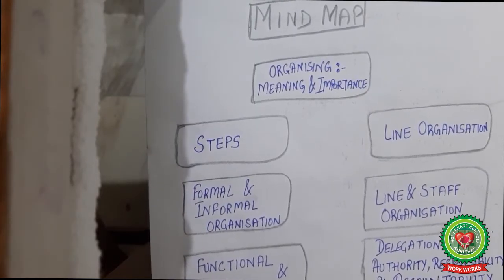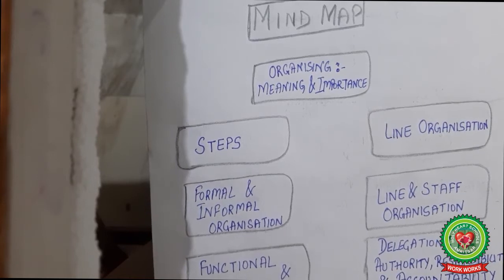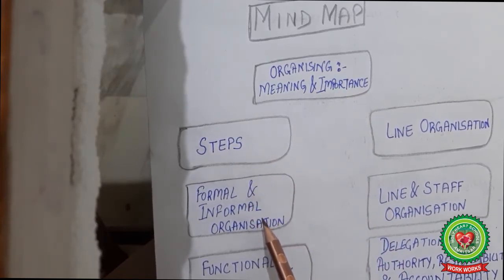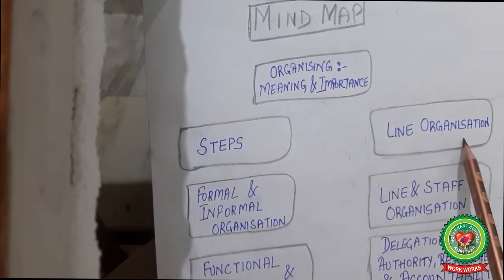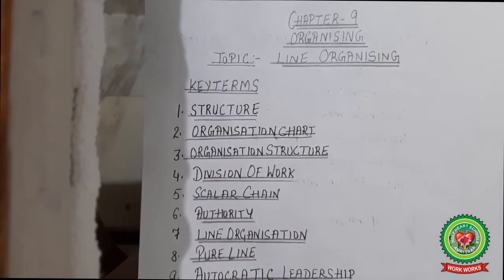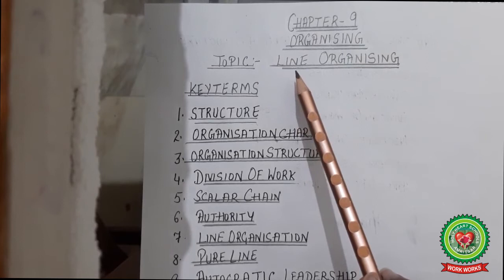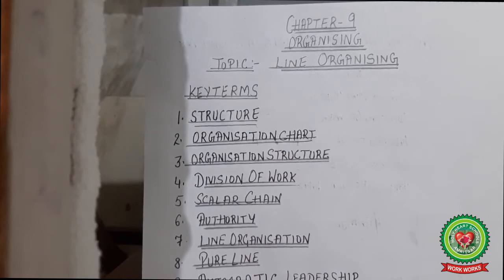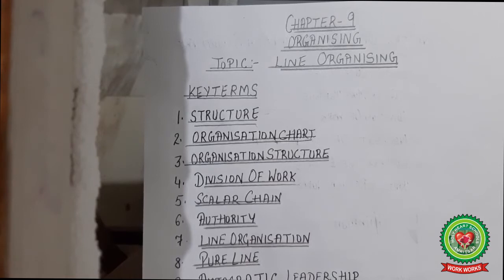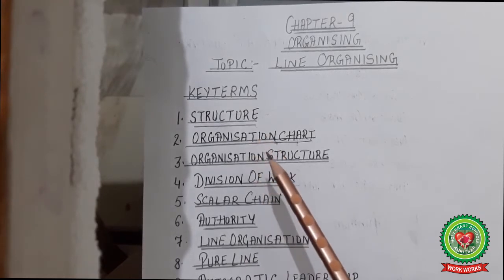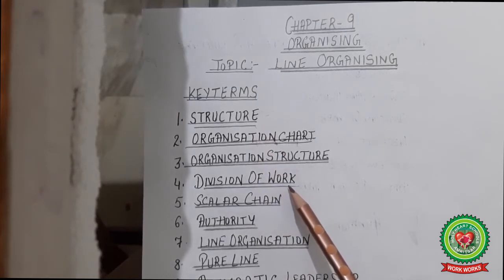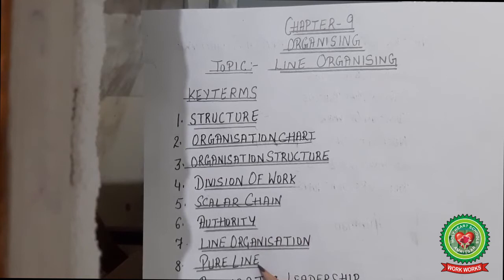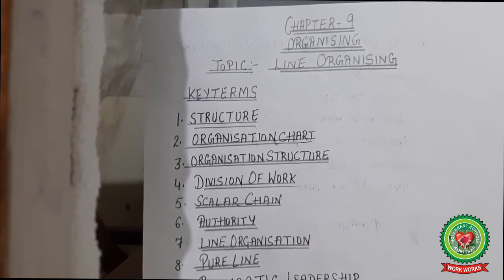So, as you all know, we have gone through the components of organizing. We have covered its meaning and importance, its steps, formal and informal organization, and today we are going to do line organization. In this chapter, when you study the topic of line organization, we have to come across the following key terms. I will explain each one of the key terms one by one, and during the video, you can have answers to all these key terms. One is structure, then organization chart, organization structure, division of work. You are already familiar with it. Scalar chain, you people know, authority, line organization, pure line, autocratic leadership, and departmental line.